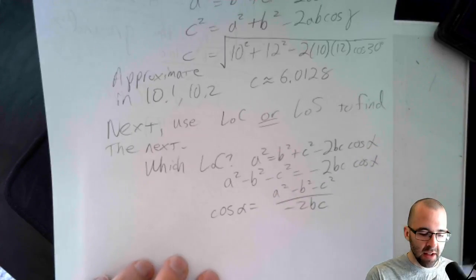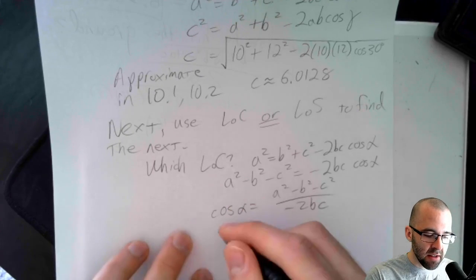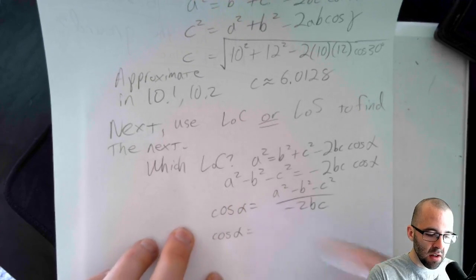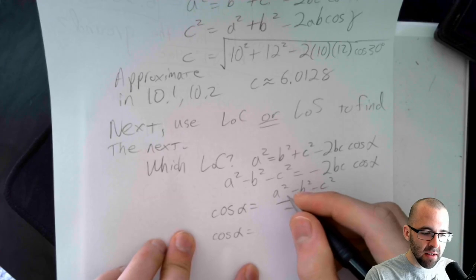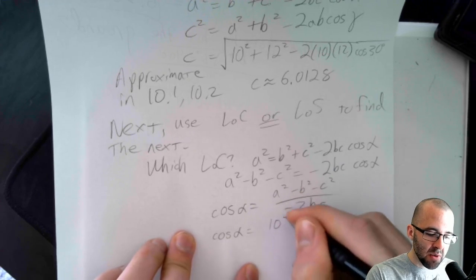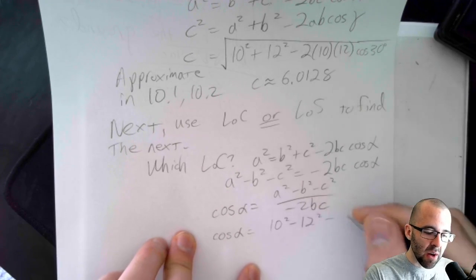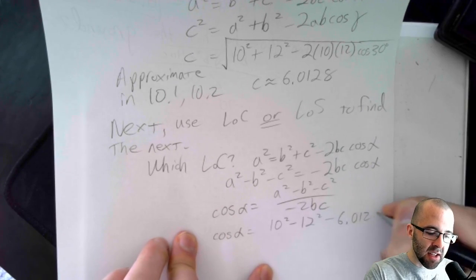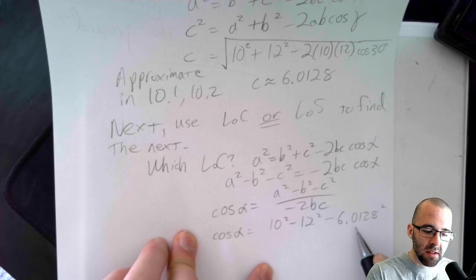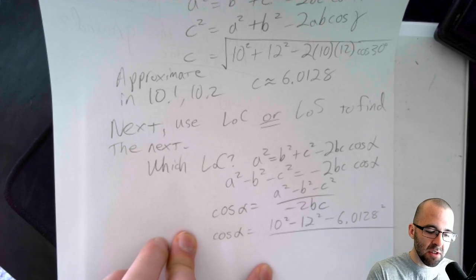So either way, what do we have? We have the cosine of alpha is equal to a squared, and remember a is 10, so 10 squared, minus b squared, we said b was 12, minus c squared. I'm going to use the decimals here so I get a more exact answer. Okay, more precision is usually better.